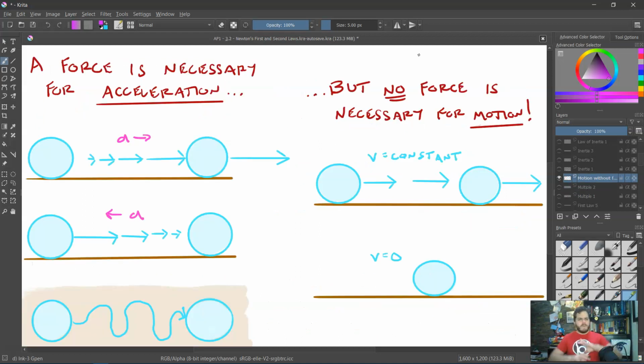So to quickly sum up what we just put together about forces, a force is necessary for acceleration, and specifically, I really should say, a net force is necessary for acceleration. If I want an object to speed up, if I want an object to slow down, if I want an object to turn, there must be a net force. But no net force, or no additional force, is necessary for motion. An object can move at a constant speed in a straight line without any net force. Or it can stay at rest, which is in motion, but you don't need a force for that either.